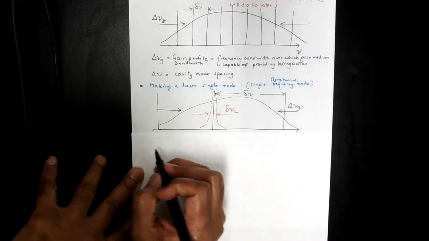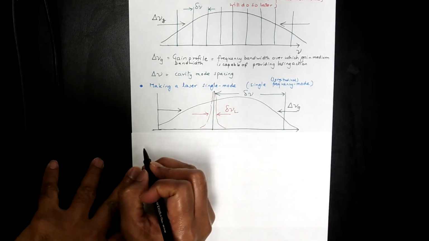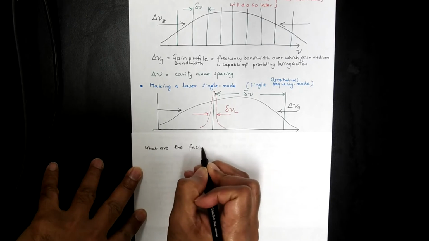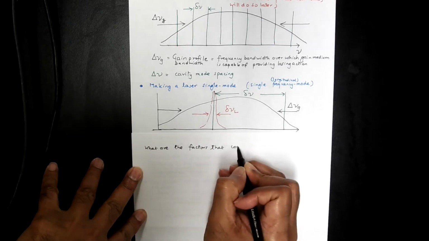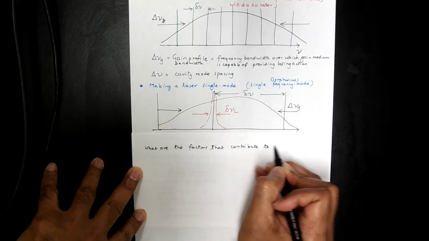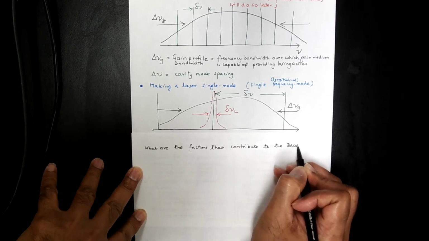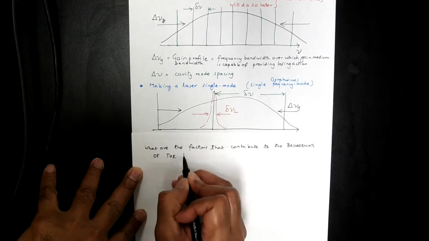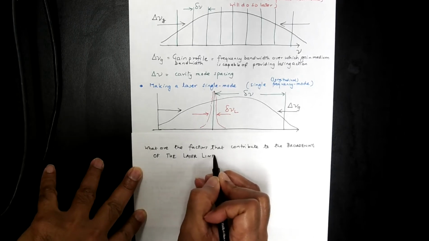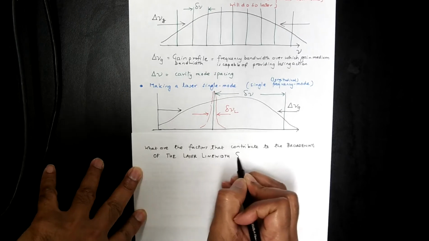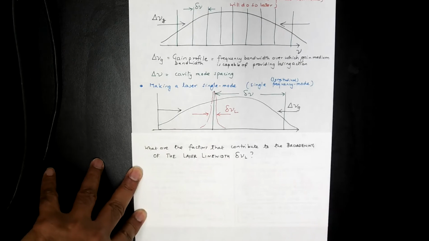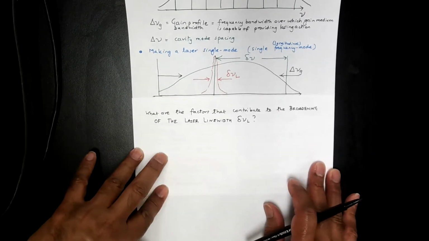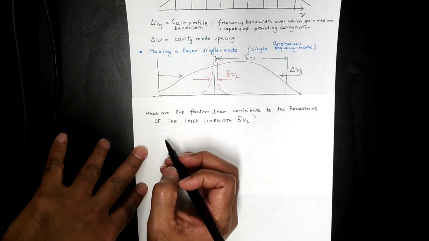So what I want to discuss here is, what are the factors that contribute to the broadening of the laser line width, delta nu L. Okay, and we will discuss these in detail later.